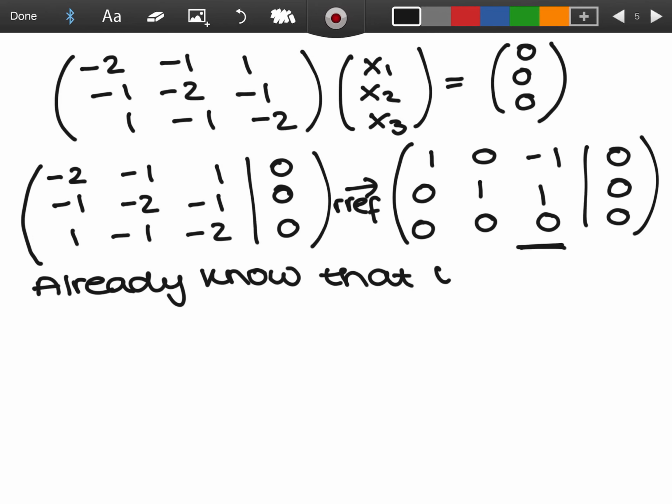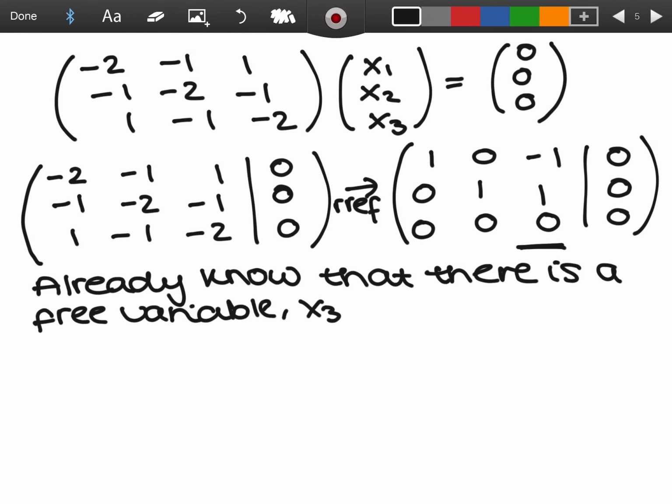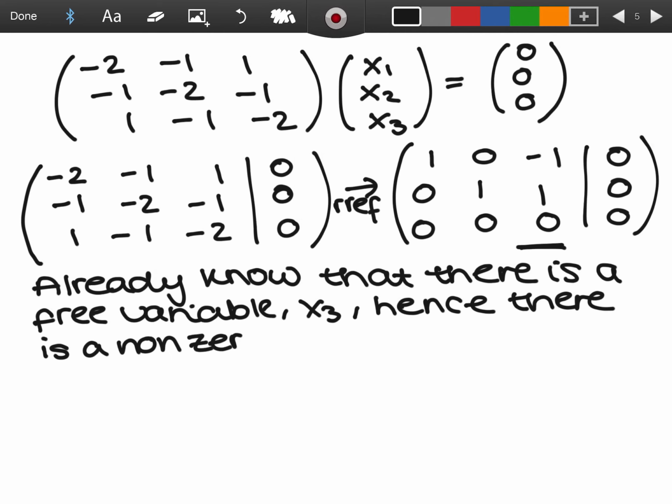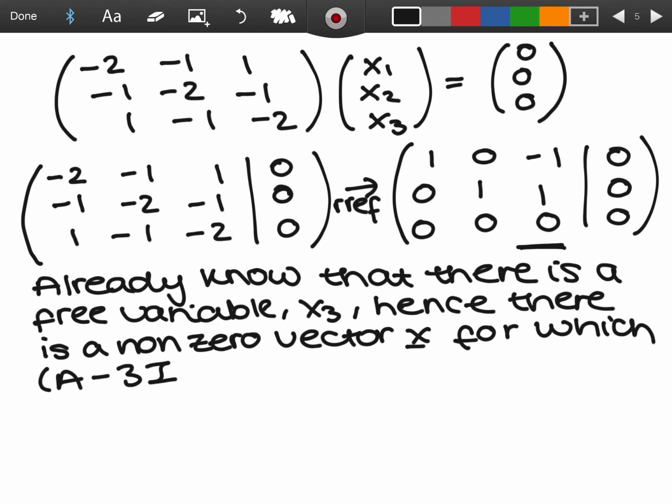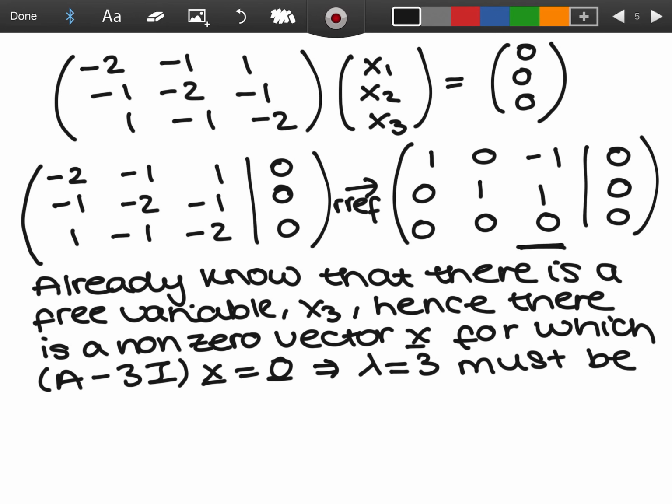So we already know that there is a free variable, x3. Hence, there is a non-zero vector x for which A minus 3I times x is equal to 0, which means lambda equals 3 must be an eigenvalue of A.